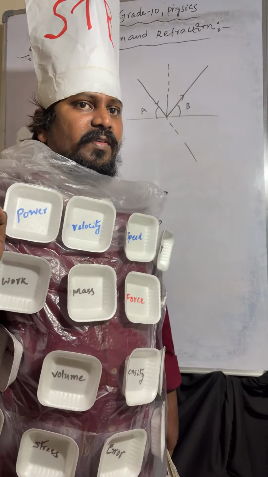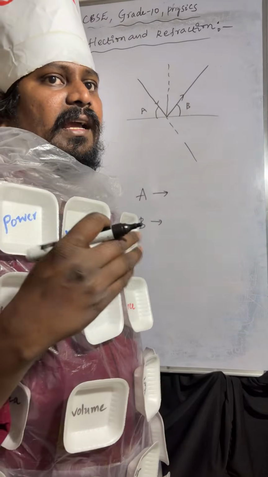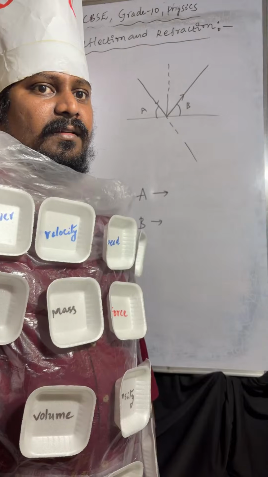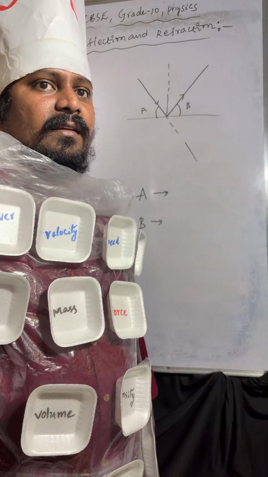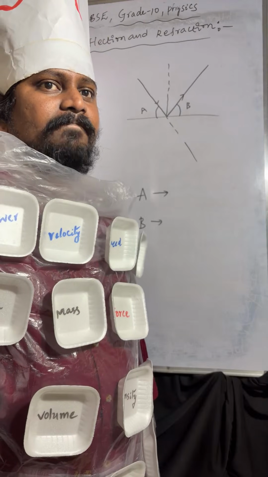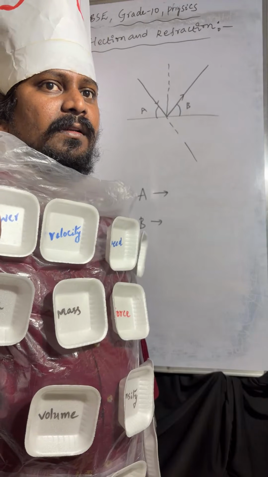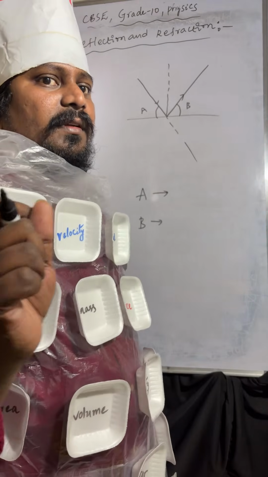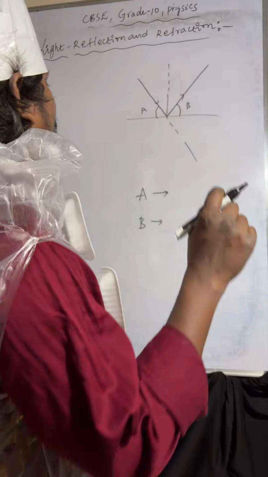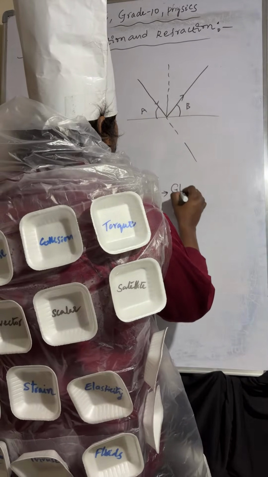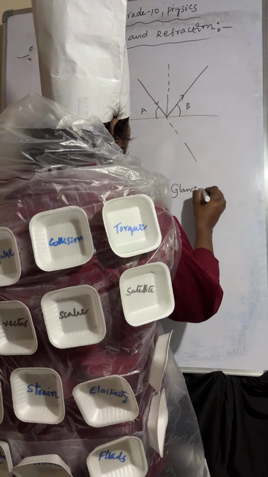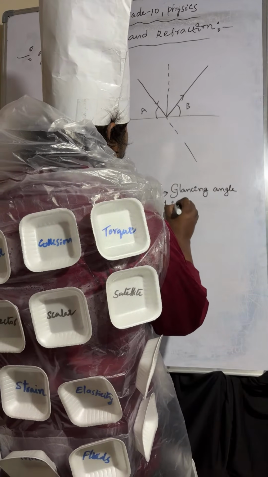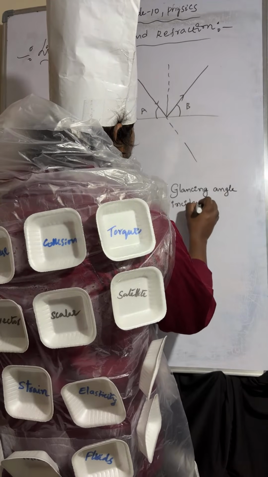Incident ray and plane surface, and angle between reflected ray and plane surface. So what is the answer? Anyone? Let me know the answer. If you know the answer, let me know. So the answer is glancing angle of incidence. Glancing angle of incidence.